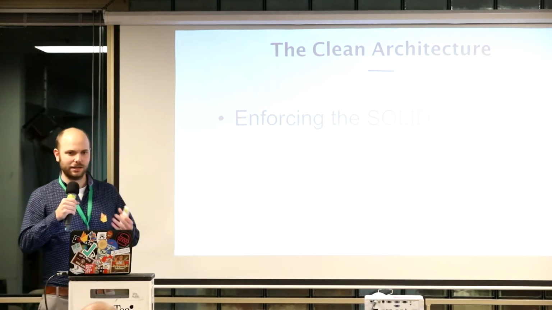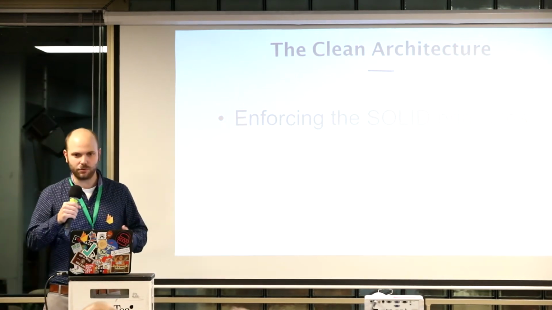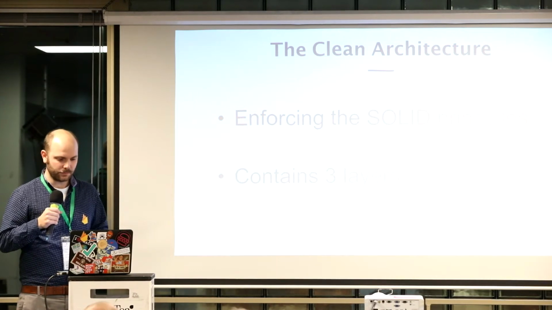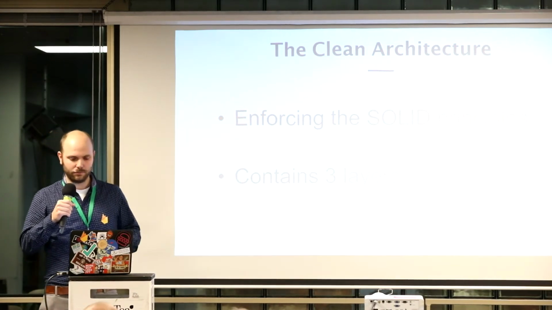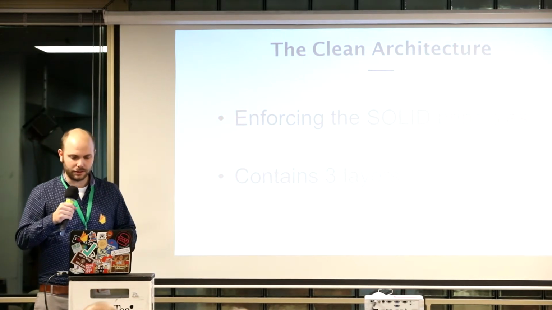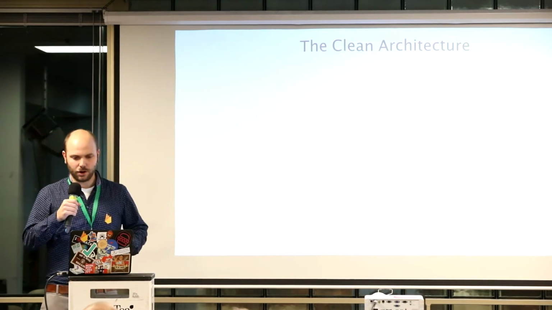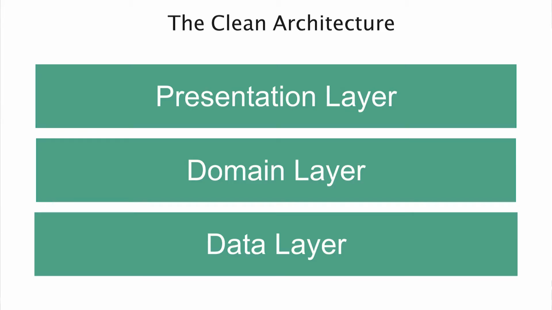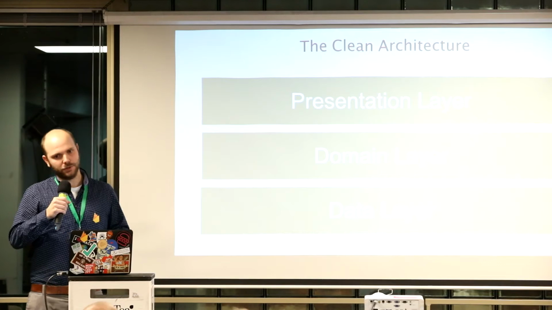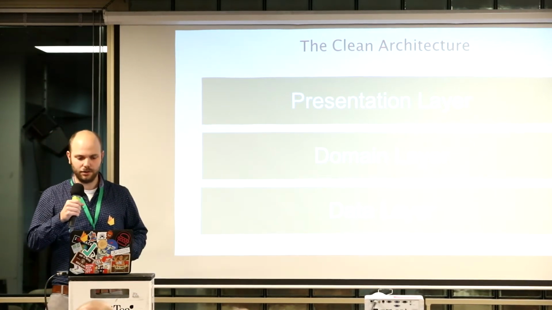Basically, just guidelines for implementing well-structured object-oriented software. And it contains 3 layers. Now, this is a topic by itself, so I'm just going to talk about it very briefly. But in the clean architecture approach, especially in the Android context, your app will have 3 modules or 3 layers: a presentation layer, a domain layer, and a data layer. And it would be possible to test each layer separately.